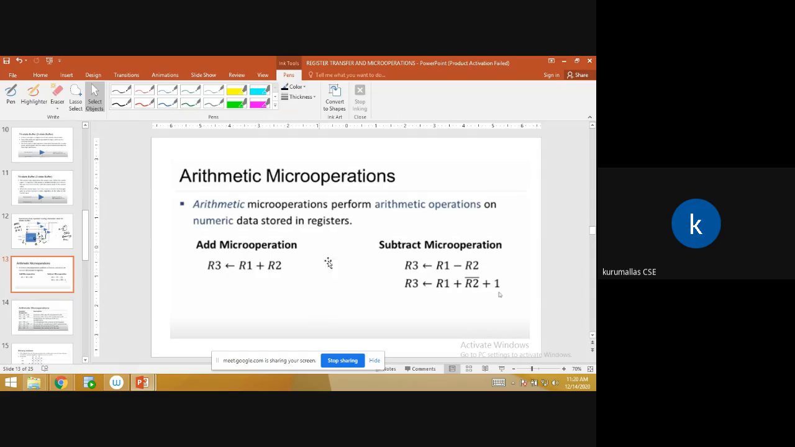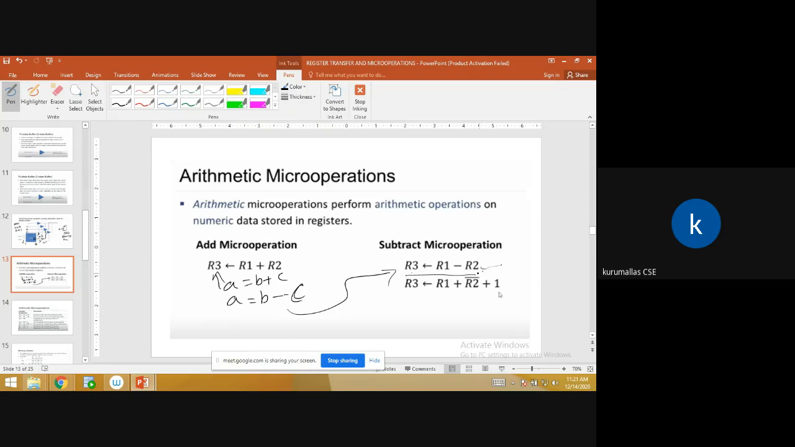Basically, in mathematics we write A equal to B minus C, or A equal to B plus C. Like this we can represent it in general mathematics. This is equivalent to this one, and this is equivalent to this one, right? But here, the subtract micro operation can be represented like this: R1 minus R2. The subtraction of these two, the result is stored in this R3, right?